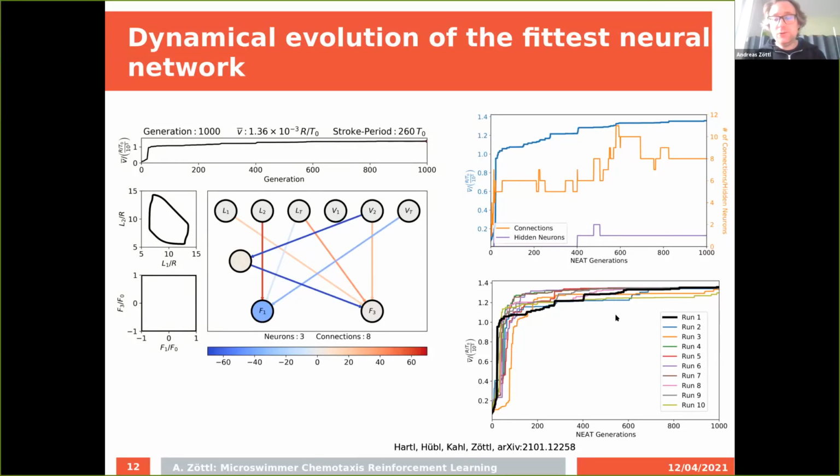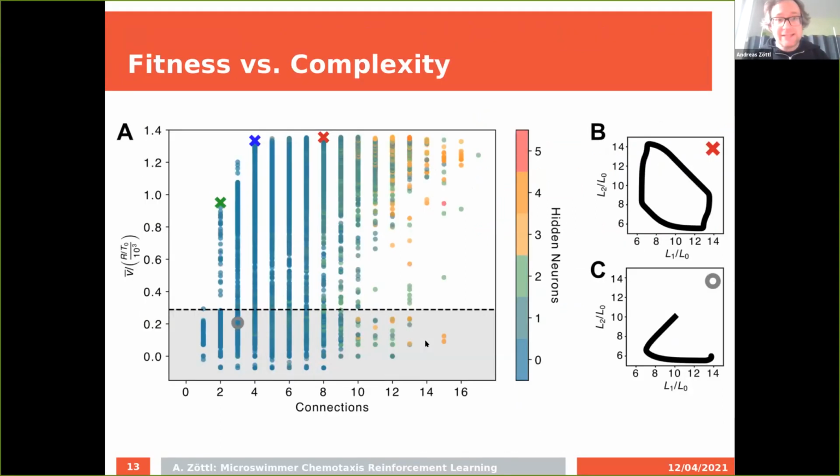You can also redo the training runs. So here are 10 training runs, and it always goes to this kind of maximum reward. What is interesting to see is that the NEAT genetic algorithm finds different strategies, neural networks of different complexity. And here you see the complexity shown versus the fitness.